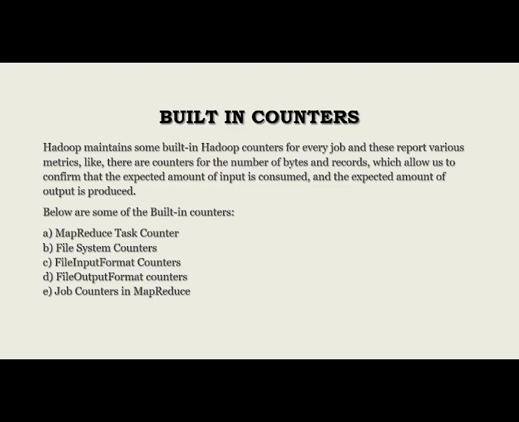The file system type counters denote the number of bytes read or number of bytes written in reading and writing operations. File input format counters are for the number of bytes read, and file output format counters are for the number of bytes that are written.